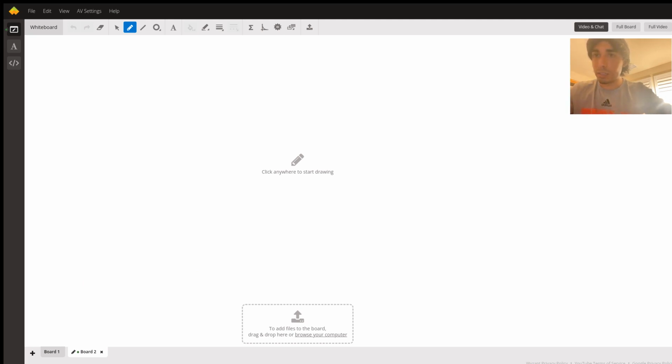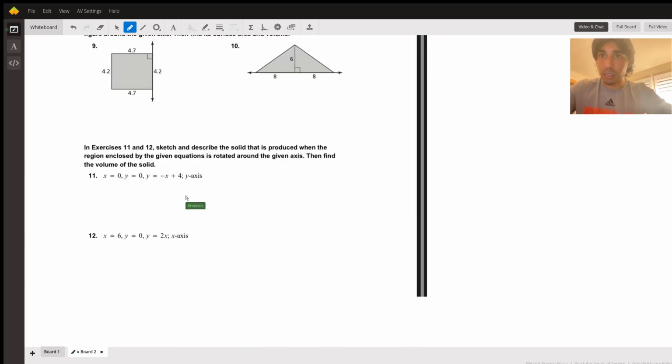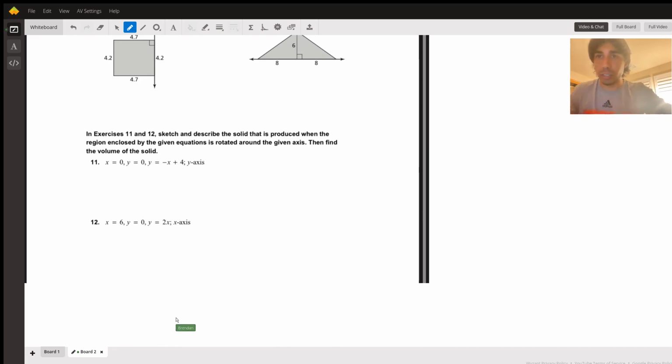Let's bring this over here. There we go. Now I've got a little more room. All right, let's make our x and y axes. We got a y-axis. We got an x-axis. There's your y. There's your x.